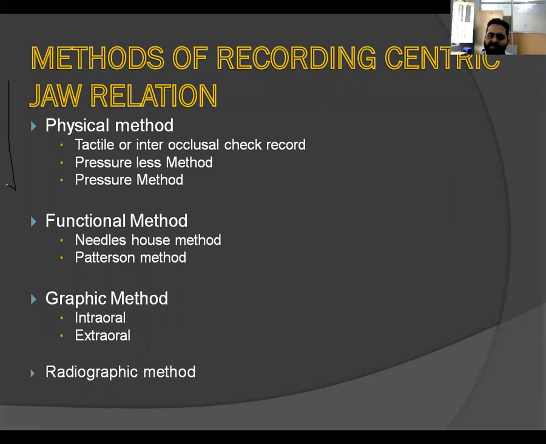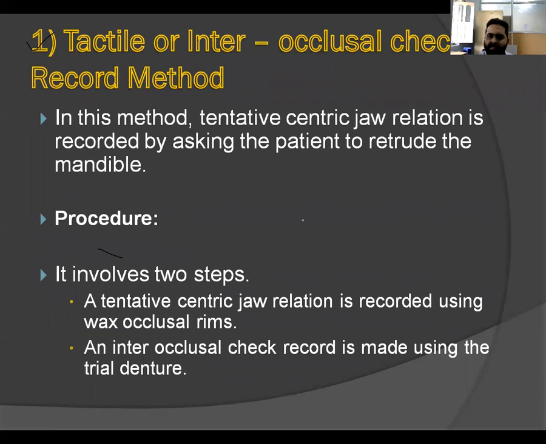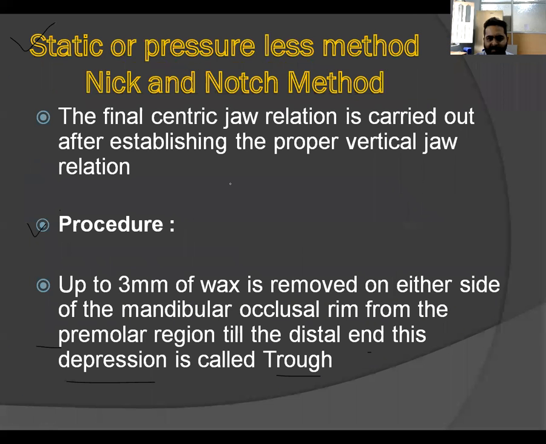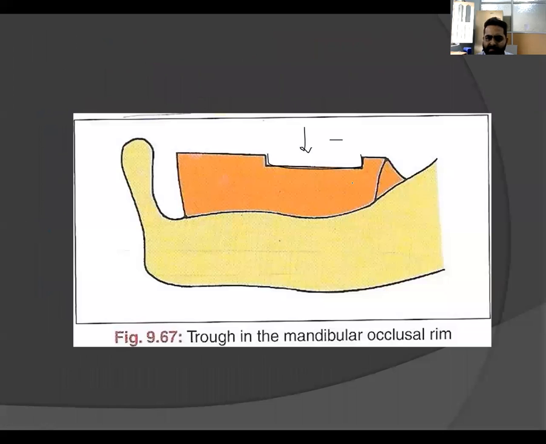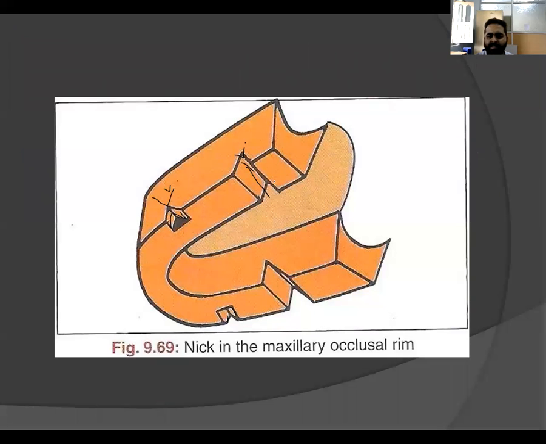The methods of jaw relation: you should know in detail the needle and notch method, which you use in clinical practice in your department. Basically, we make a trough on the mandibular rim, around 3 millimeters deep. Same thing on the maxillary, a V-shaped notch in the anterior and the posterior. The posterior notch runs through and through across your maxillary.